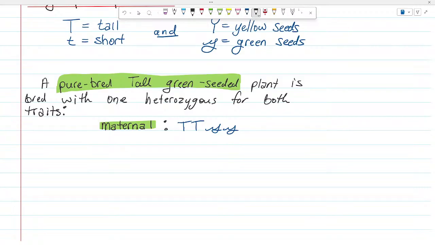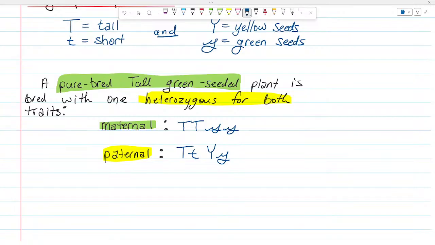What about the paternal genotype? The paternal plant in this case is heterozygous for both. Capital T, lowercase t, because that's what it means to be heterozygous, to have one of each. And what about for seed color? Capital Y, lowercase y. Right? Does that make sense? Okay.